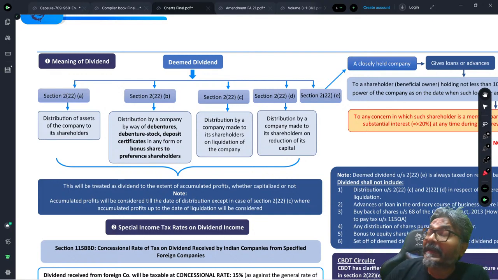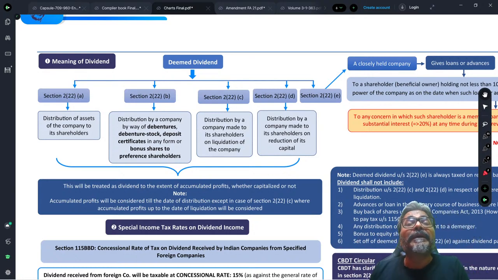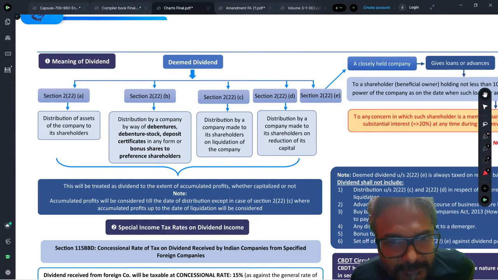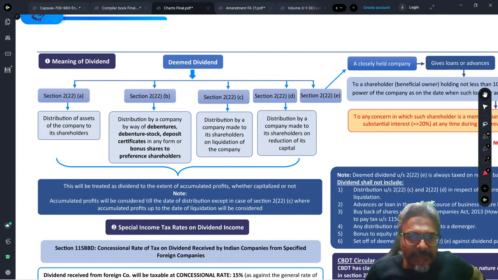Now, the second part of 2(22)(b) dividend is more critical, because this talks about the bonus shares given by the company, its own bonus shares. To whom? The company's own bonus shares given to its preference shareholder, students. If the company is giving its own bonus shares to its preference shareholder, then even that is considered a deemed dividend under section 2(22)(b).